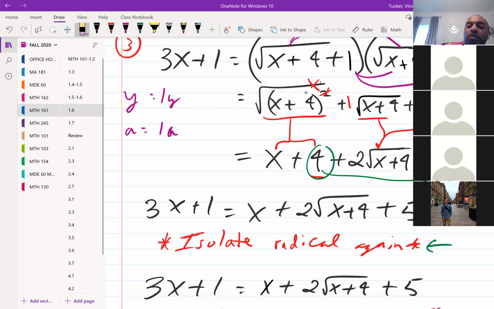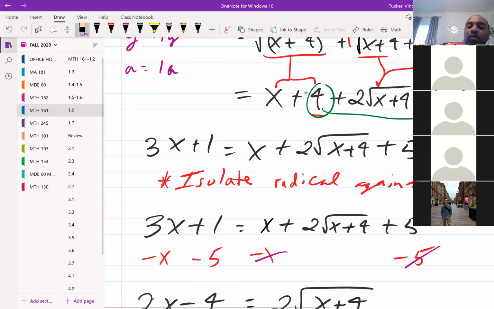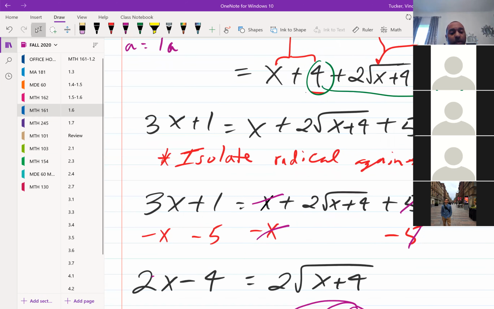All right, so we want to isolate the radical. So we're going to subtract x and subtract 5. Remember, we want to get this by itself. So we're going to subtract x and subtract 5 from both sides. X is canceled and 5's canceled on the right. That leaves us with that expression, 2x minus 5, because 3x minus x is 2x. 1 plus negative 5 will be negative 4.